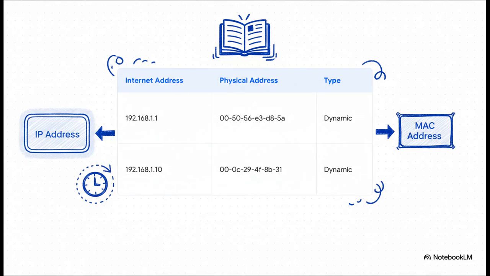And this is what that cheat sheet, or ARP cache, actually looks like. It's dead simple. It's just a table that maps the IP addresses it's seen to the physical MAC addresses it's discovered. And see that dynamic type? That just means the device learned this information automatically through that shouting process. These entries don't last forever, though. They expire after a few minutes to make sure the information doesn't get stale.